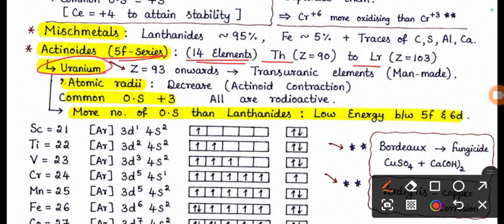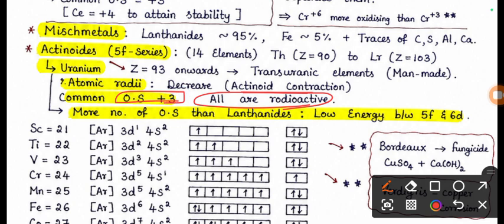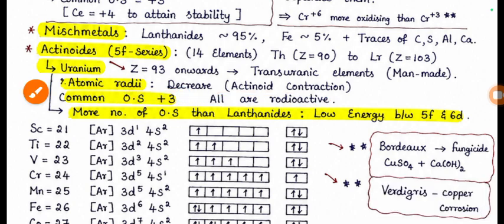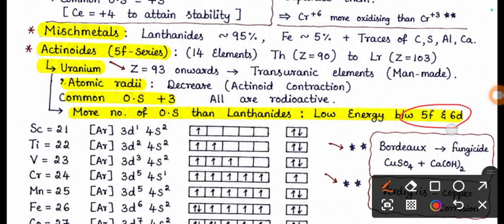And uranium is also one of the actinides, and from atomic number 93 onwards you can find transuranium elements, which are man-made or synthetic in nature. Here also we can find a decrease in atomic and ionic radii, which is called actinide contraction. And remember, all the actinides are radioactive. The most common oxidation state in actinides is also +3. Here you can find a greater number of oxidation states compared to lanthanides because of the low energy gap between 5f and 6d.